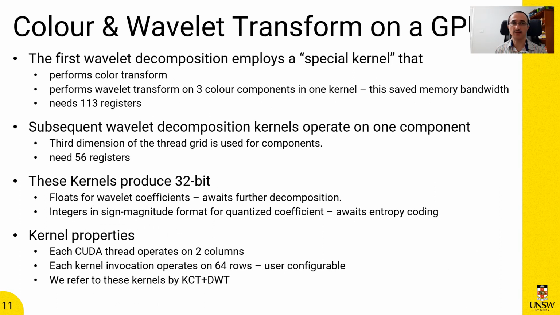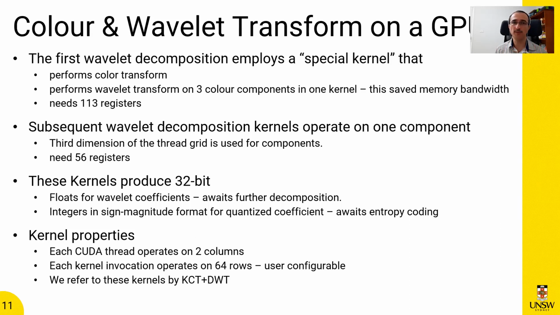A special kernel is used for the first level of wavelet decomposition. It performs color and wavelet transform. This saves bandwidth by eliminating the need to write intermediate results to memory. We refer to this kernel as KCT plus DWT. The following wavelet transform kernels perform the wavelet transform only. The kernel produces 32-bit floats for further decomposition and 32-bit integers for entropy coding.